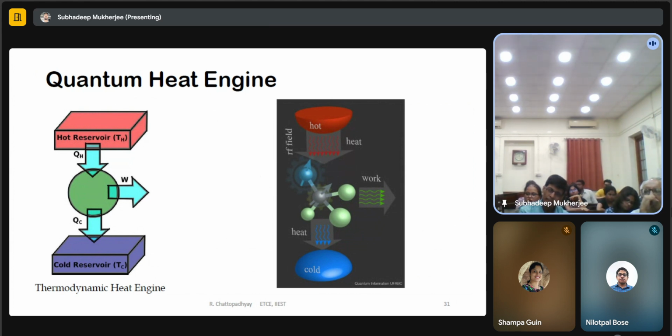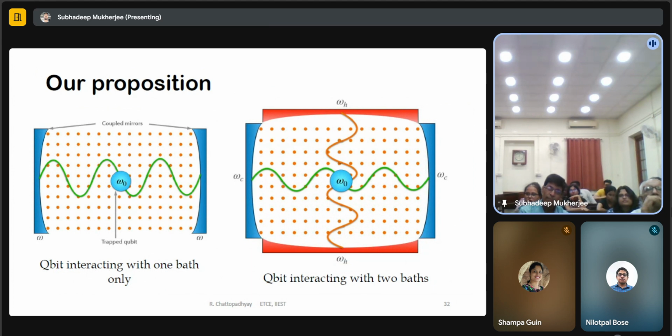Suppose we have a two-level atomic system. Let me give you this picture: we have a trapped ion inside a Fabry-Perot cavity. These are just two mirrors, and these two mirrors are coupled to a heat source, a heat bath. Now if we can create a micromirror which can vibrate, it will generate a vibrational mode inside, and if we shine light into this trapped qubit, we can generate what is called a photon-phonon coupling.